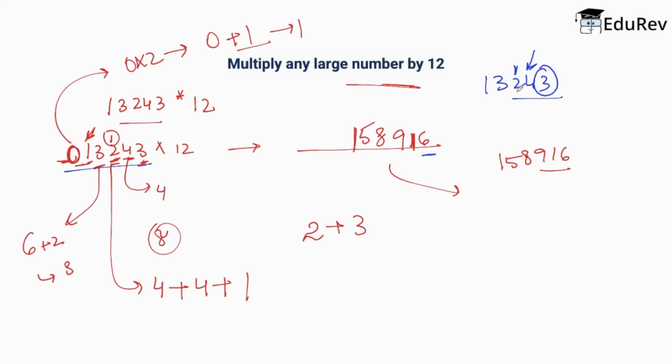Then I have to double 2. 2 into 2 is going to be what? 4. And I have to add its neighbor to it, that is 8, because I've added 4. And then I also have to add the carry forward, that is 9. So I wrote 9. Then we have 3.